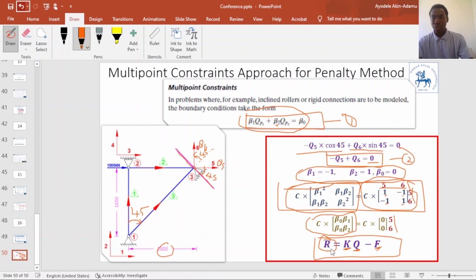So the reaction vector for this question will be a 6x1 vector. The reaction force will be a 6x1 column vector. Now I'll move to the MATLAB working environment to illustrate what I just explained.